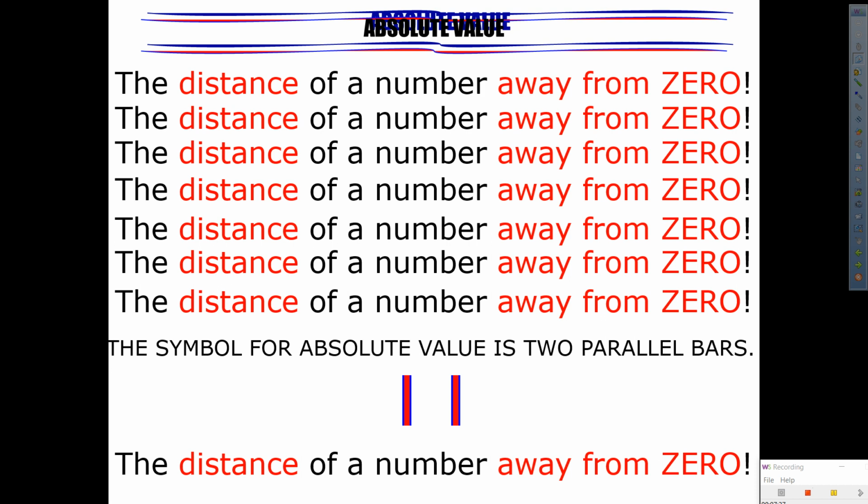Here's 0, this bar right here, and here's the other number. The distance between 0 and that number is the absolute value. That's why we use those symbols. So, any questions as to what absolute value is? No, pretty obvious, yes? All right.